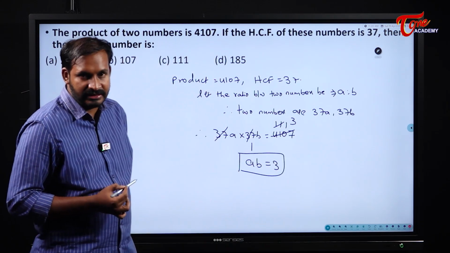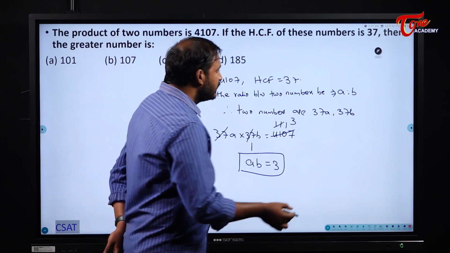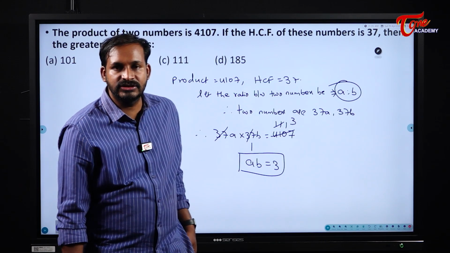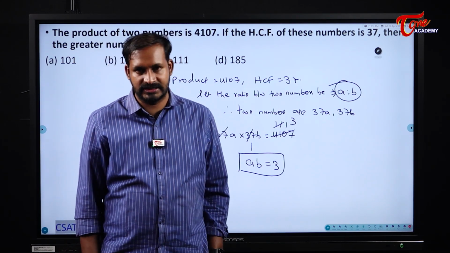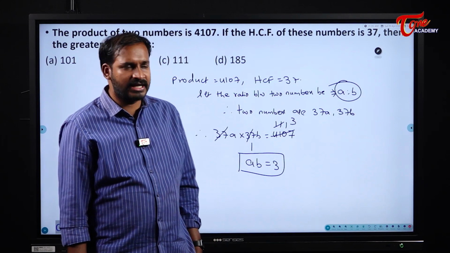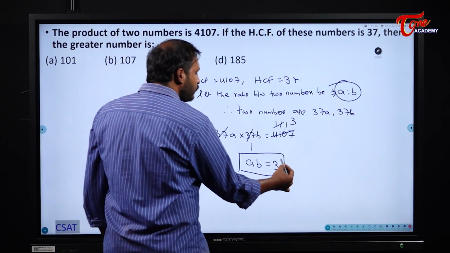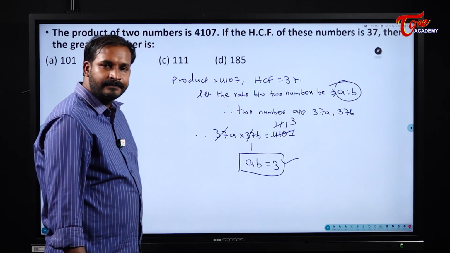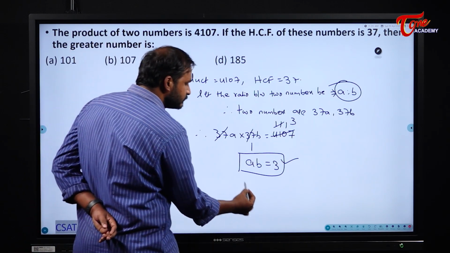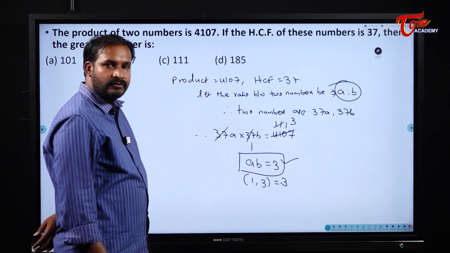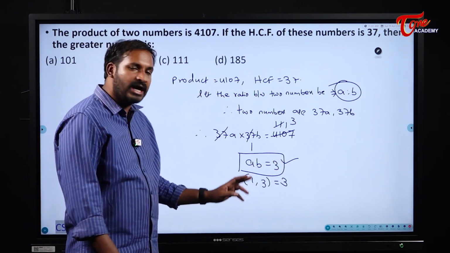How do we need to decide? We know one more property. The numbers in the ratios will always be what? The numbers in the ratios will always be co-primes. Now tell me, the product of which two co-prime numbers gives you 3? 1 and 3, right? 1 and 3, 1 threes are 3, and 1 and 3 are co-primes.